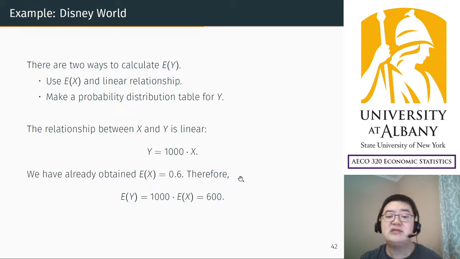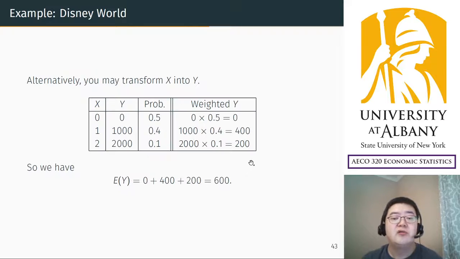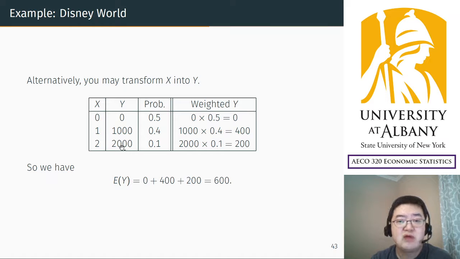Okay, this is the easier way, but you may do the work from the beginning. First, transform x into y. 0 is converted to 0, 1 converted into $1,000, 2 converted into $2,000. And probabilities are the same. They are because these two events are the same events. Going to Disney World twice is the same event as I spend $2,000 on Disney World. So they are the same events. So the probability must be the same.